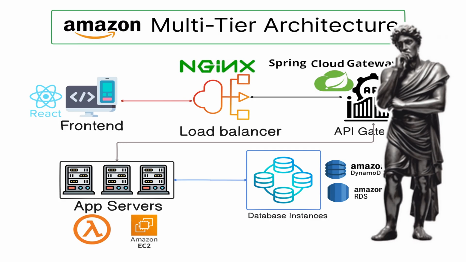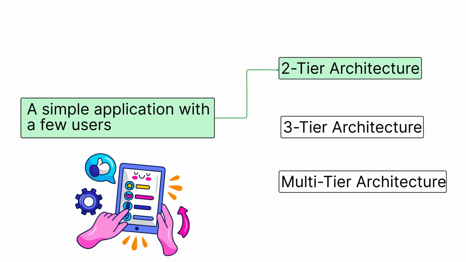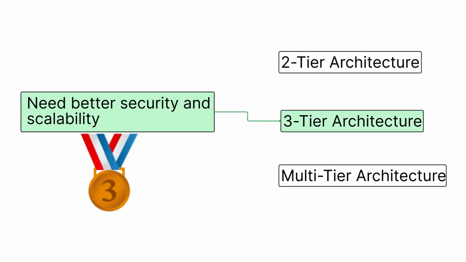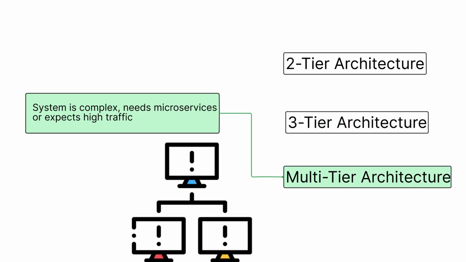Now we have discussed three models. But how should we decide which one we should use while designing our system? So if you are building a simple application with very few users, for example, an internal tool, then you can use a two-tier architecture. And if you need better security and scalability, for example, an enterprise application, then you can choose three-tier architecture. And if your system is too complex and needs microservices, or also expects high traffic and you need to scale it a lot, for example, a SaaS application or a global website, then it is better to go for a multi-tier architecture.